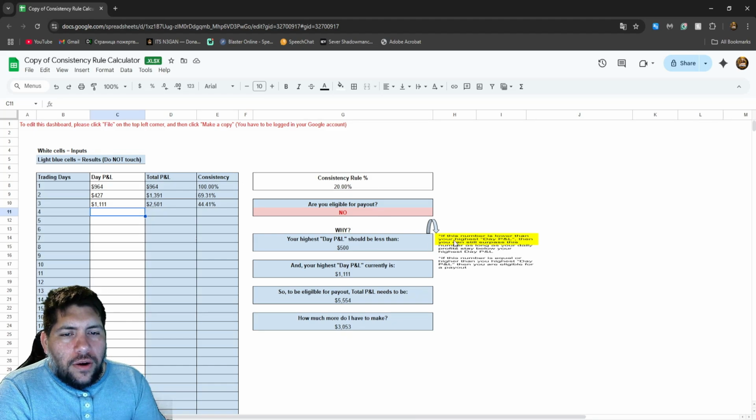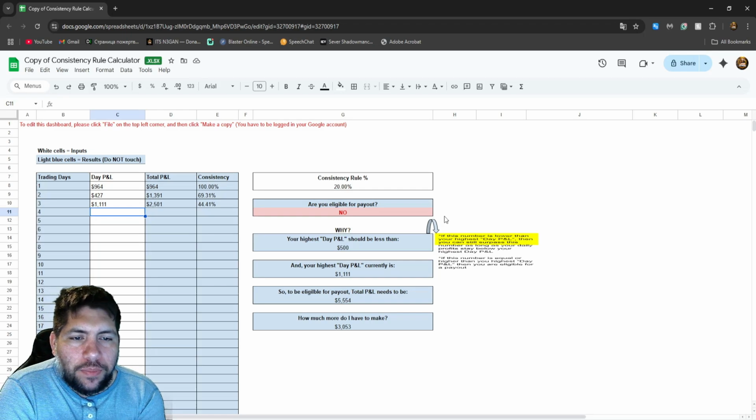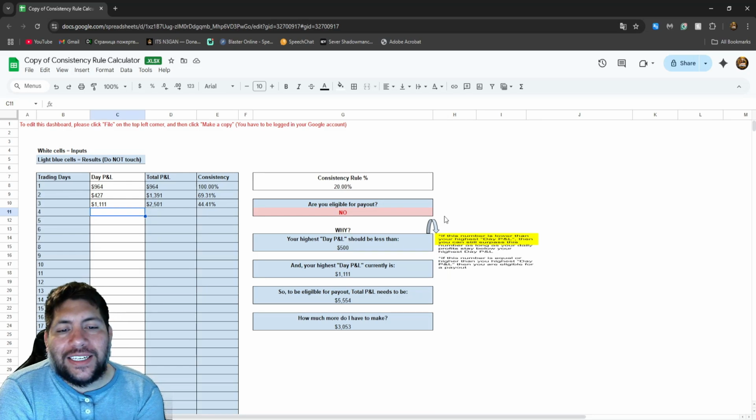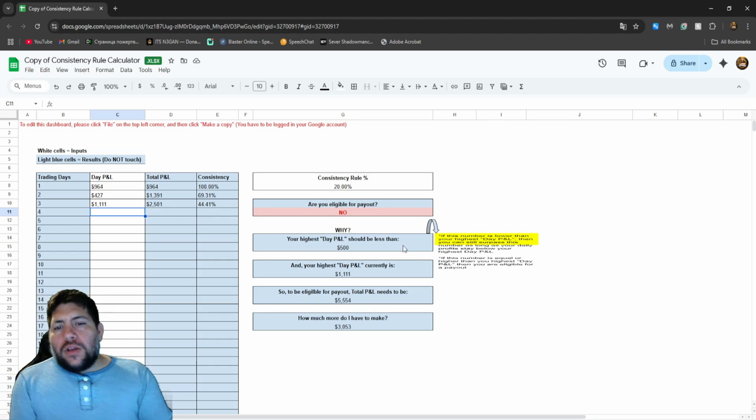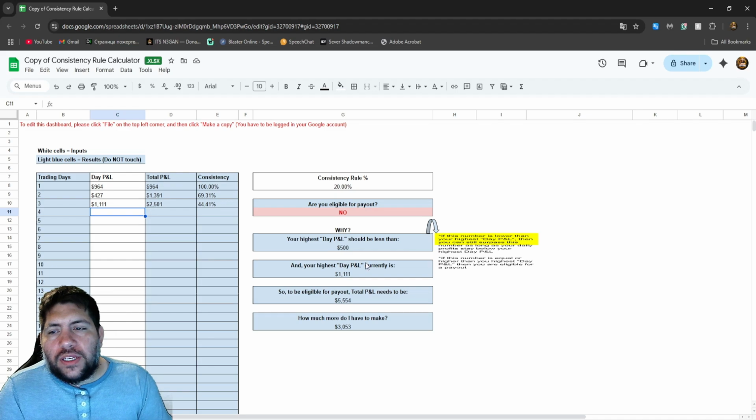Now there's a note here, I don't know why it's shrunk, but it says if this number is lower than your highest P&L or your highest day P&L, then you can still surpass this number as long as your daily profit stays below your highest P&L, which is exactly what I explained. If this number is equal or higher than your highest day P&L, then you are eligible for a payout. So let's, again, we don't have to worry about this number here.